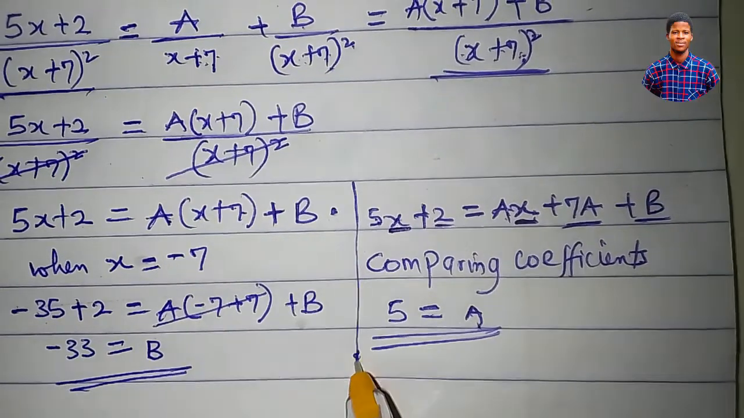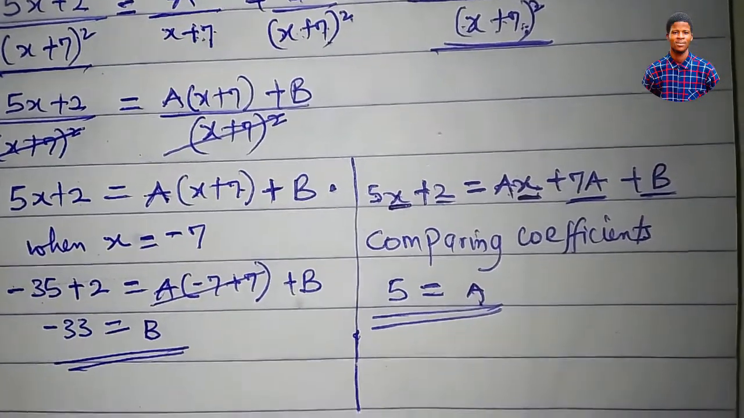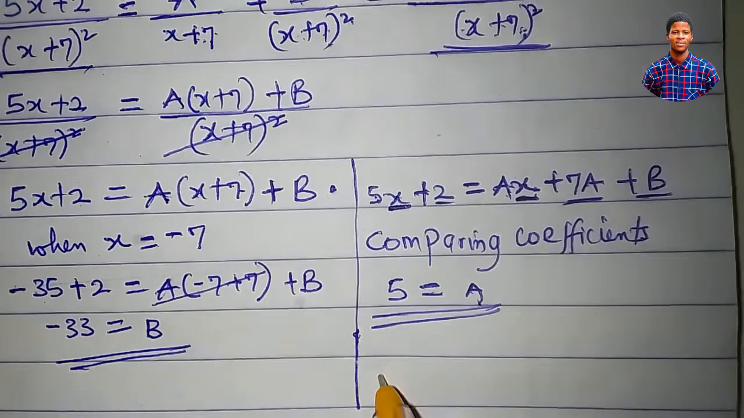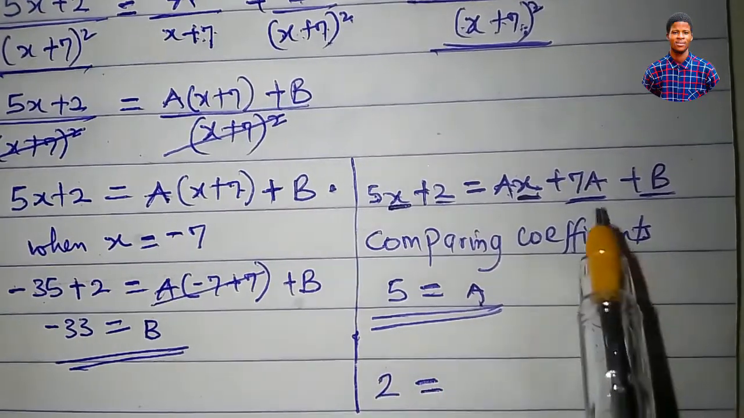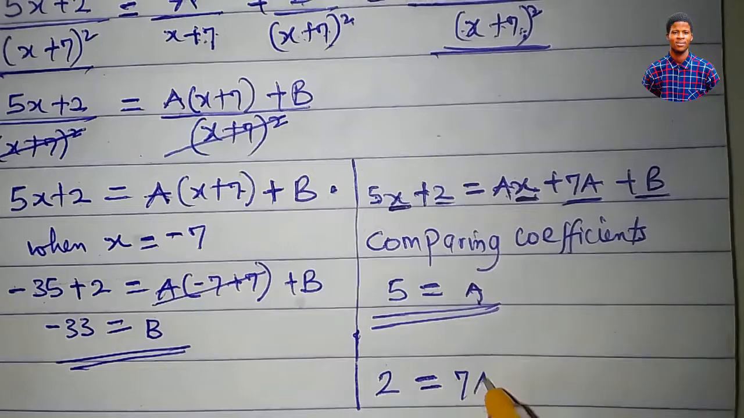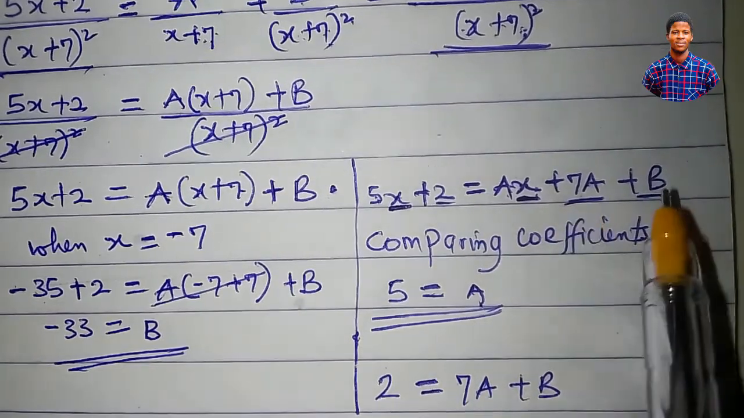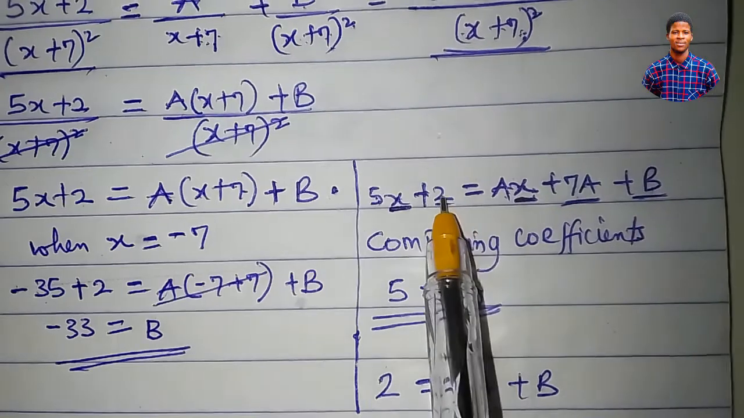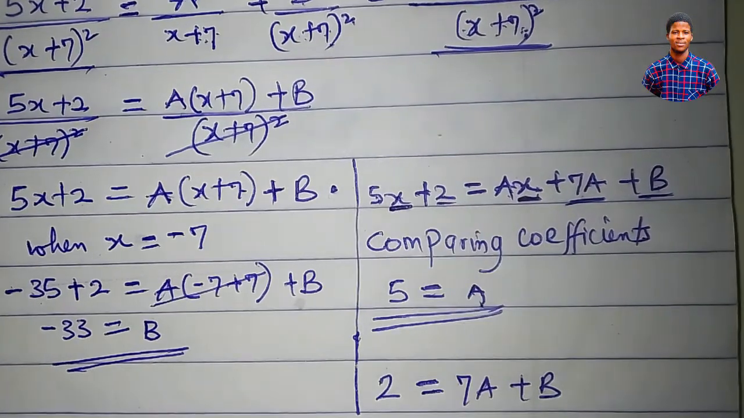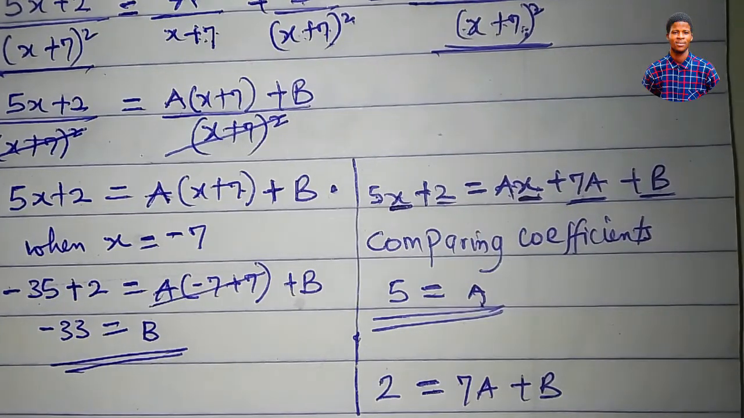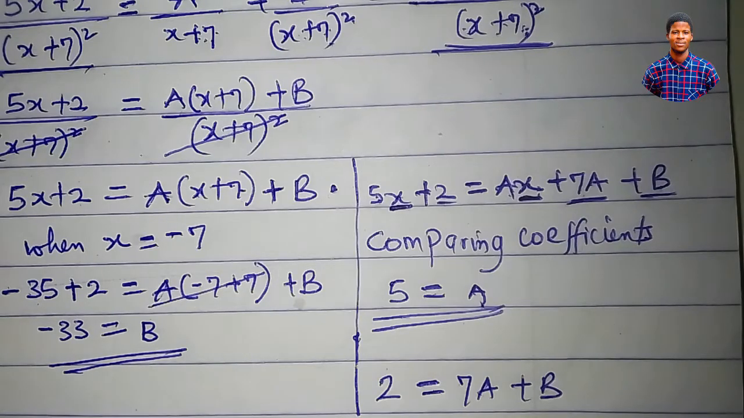So, comparing coefficients also, I can say 2 is equal to 7a plus what? B. 7a is a constant. B is also a constant. 2 itself is a constant. So the constant at the left is equal to the constants at the right. That's the point. We are also comparing coefficients here.